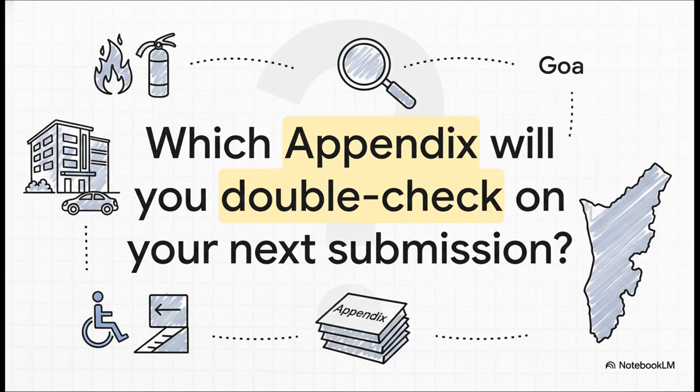And that just about brings us to the end. The power to avoid these rejections is now in your hands. So, I'll leave you with this question. Thinking about the project that's on your desk right now, which appendix, whether it's for parking, fire safety, or accessibility, are you going to go back and double-check to make sure your design isn't just illustrative, but that it's 100% legally compliant?